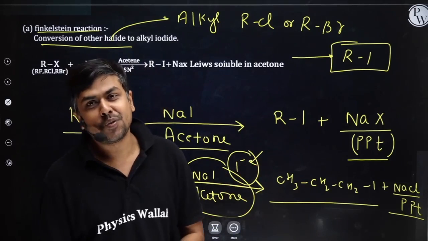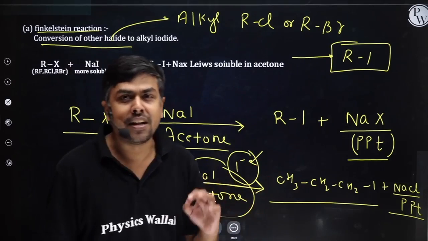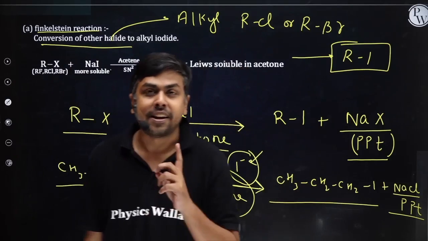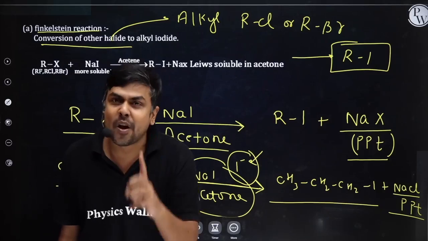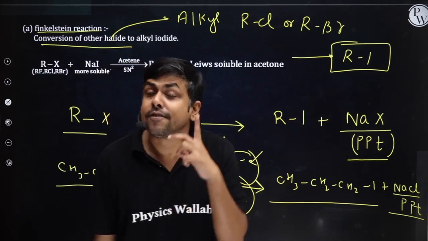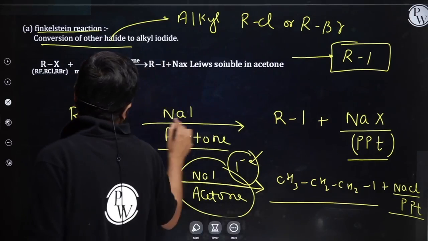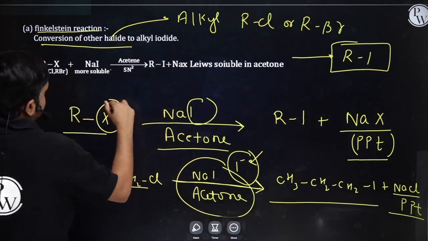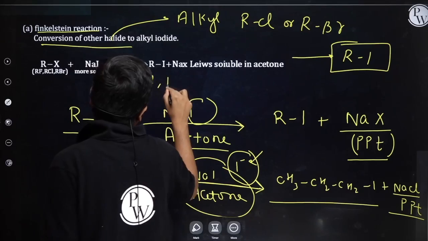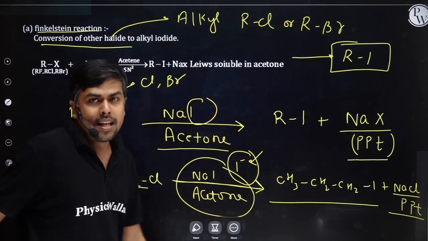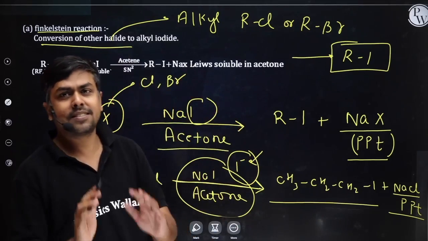Am I clear, students? So this is how Finkelstein reaction occurs, and it gives us alkyl iodide. It's an example of halogen exchange reaction. One of the halogen is exchanged by iodide ion. This X can either be Cl or Br. Am I clear? Let's move ahead.